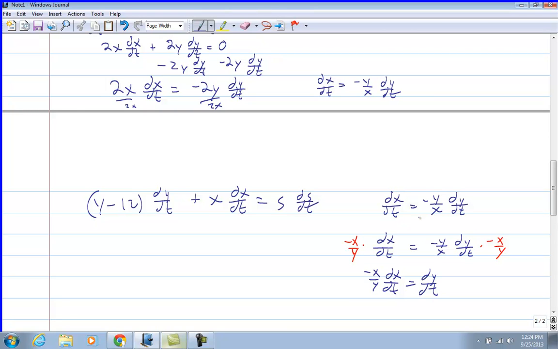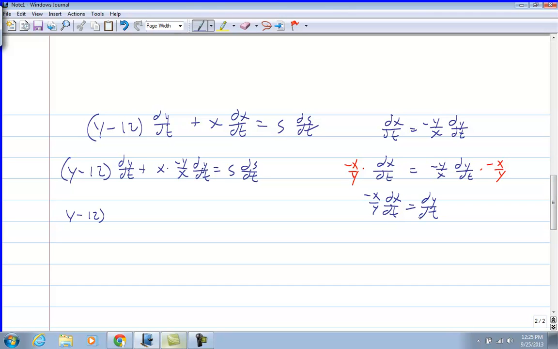Okay. Now, what if I took this first one here and substituted for dx/dt? dx/dt equals negative y over x dy/dt. I'm going to put this in place of the dx/dt. So we have (y − 12) dy/dt plus x times negative y over x dy/dt equals s ds/dt. The x here and the x down below cancel, so we have minus y dy/dt equals s ds/dt.